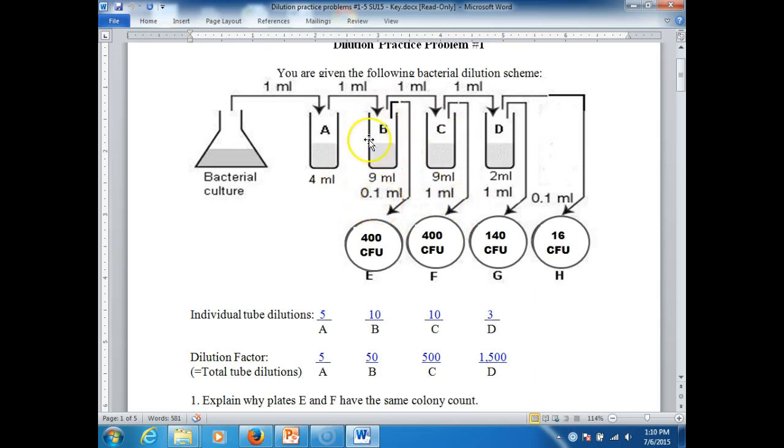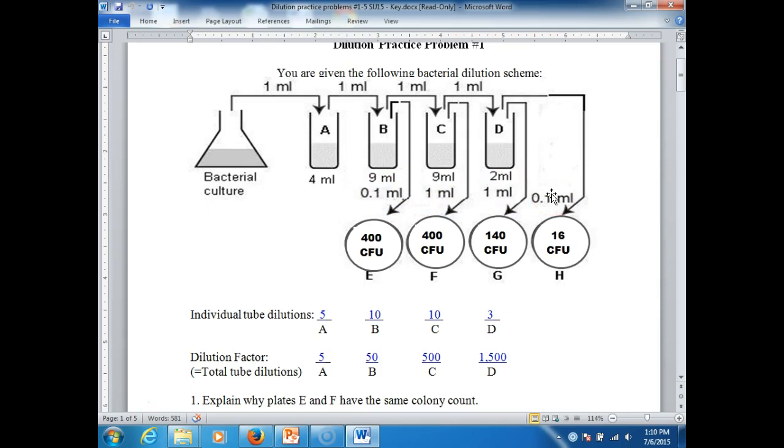So this tube should be more concentrated, right? It should actually have more bacteria. They took an entire mil out, probably about tenfold more bacteria, probably about 4,000. Not at all within the countable range, right? So this is an important one to point out, that the volume that you plate also has to be taken into consideration, right? Because it'll affect.